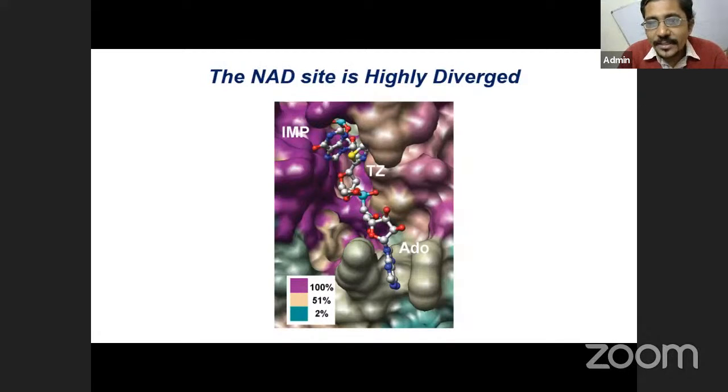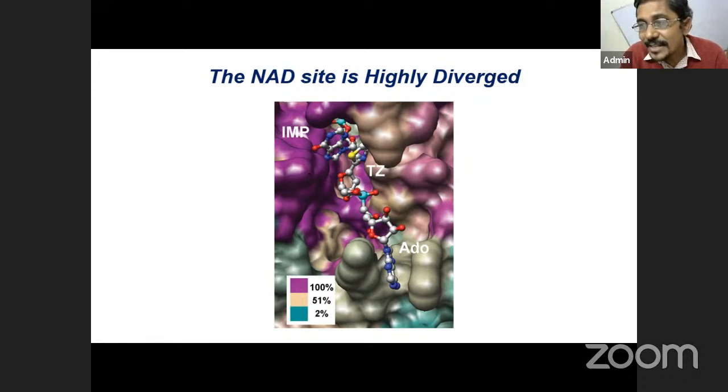As we talked about, there are two places: one where the IMP substrate sits, and the other where the NAD binding site is. The nicotinamide adenine dinucleotide is the NAD. If you look here, this is the IMP binding site, and this is the nicotinamide adenine dinucleotide binding site. If you look at the conservation, you will find that the IMP site is 100% similar. It is actually similar more or less in all of the pathogens where IMPDH is present.